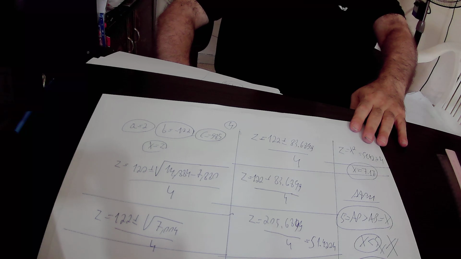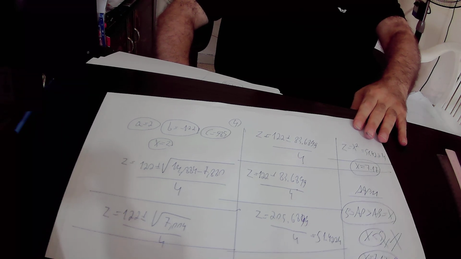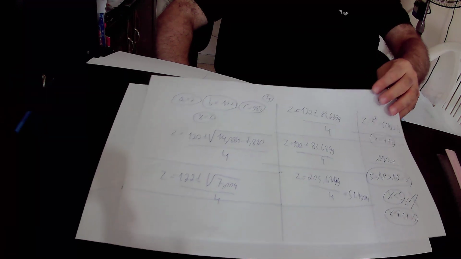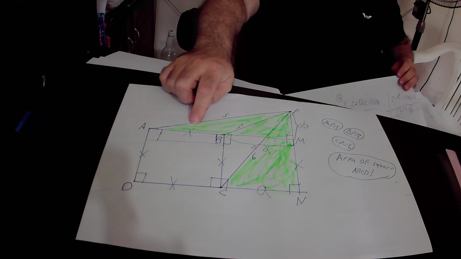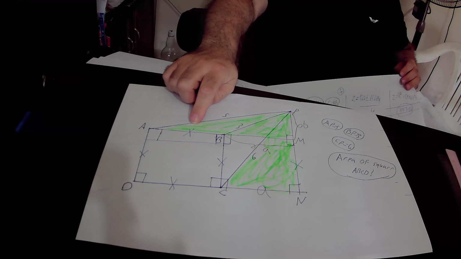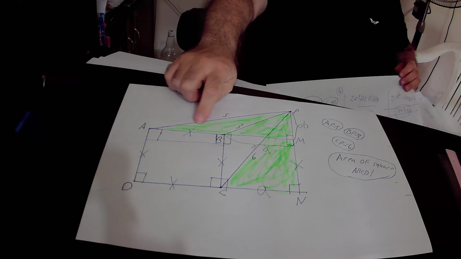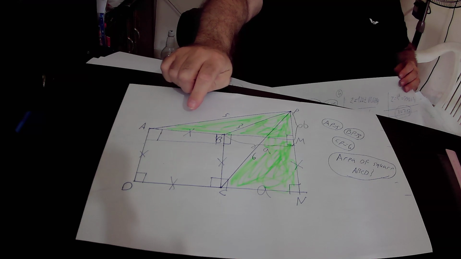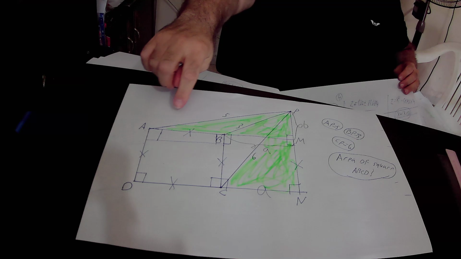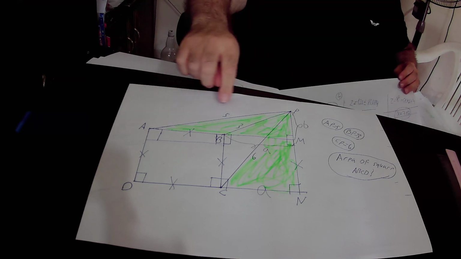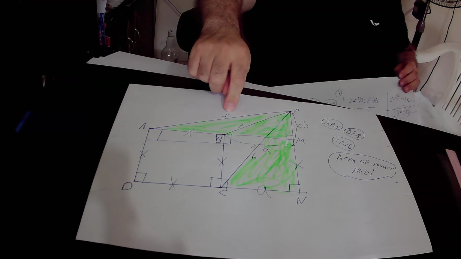The square root of 51.4224 is 7.17. Okay, so we found that here AB, which is equal to x, equals 7.17 units. But it is impossible that x equals 7.17 units. Why? Because here we have the right triangle APM. In the right triangle APM, the hypotenuse AP equals 5 units.